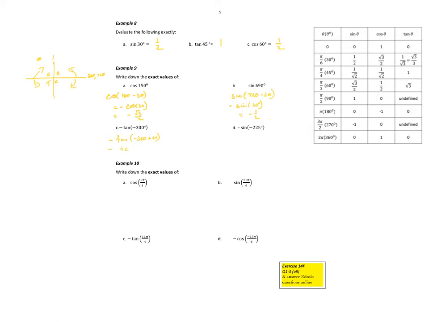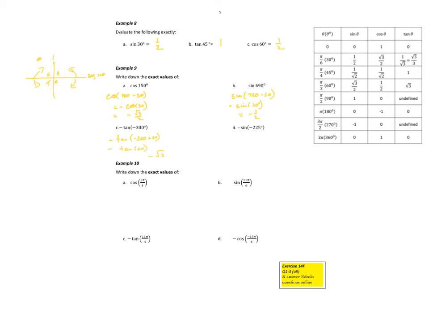So it's negative tan 60, but I've got to think about which quadrant I'm going to be in. So negative 360 plus 60 puts me in the first quadrant where tan is positive. So I don't have to change the sign any further. And negative tan of 60 is negative root 3.